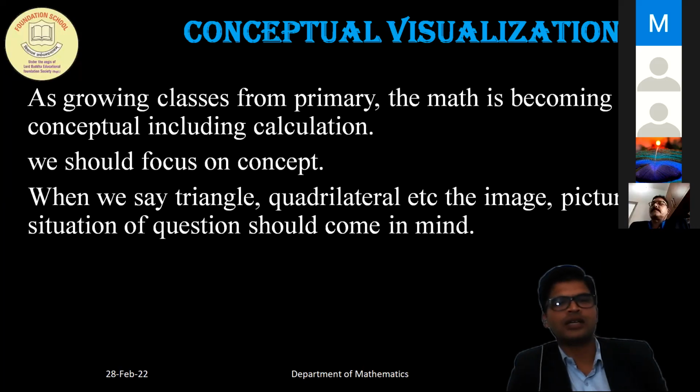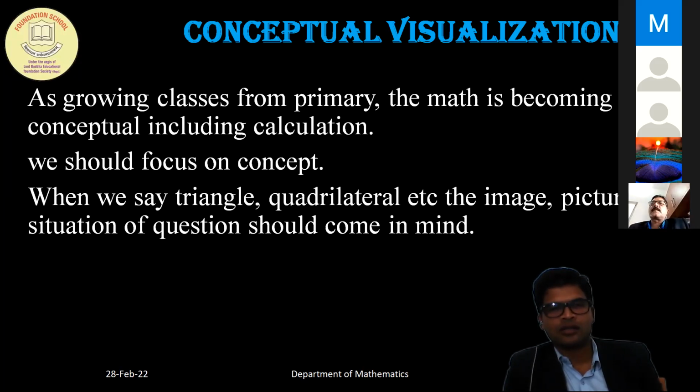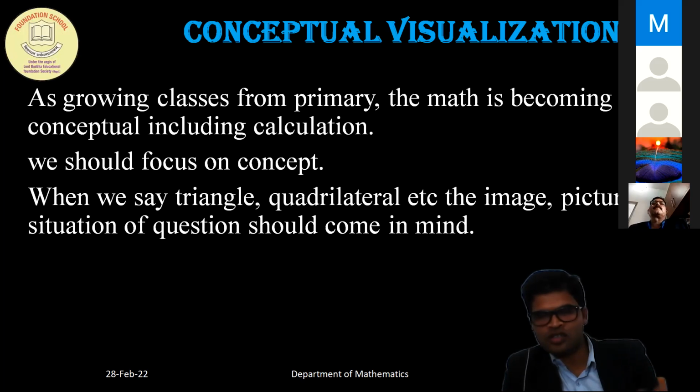When we say triangle, quadrilateral, cylinder, there should be an imaginary image in the mind, the picture of that situation, that there is a circle. So the image of a circle should be in the mind. The definition of a circle, the basic necessary condition for the circle, should come to mind. So we can understand the concept.